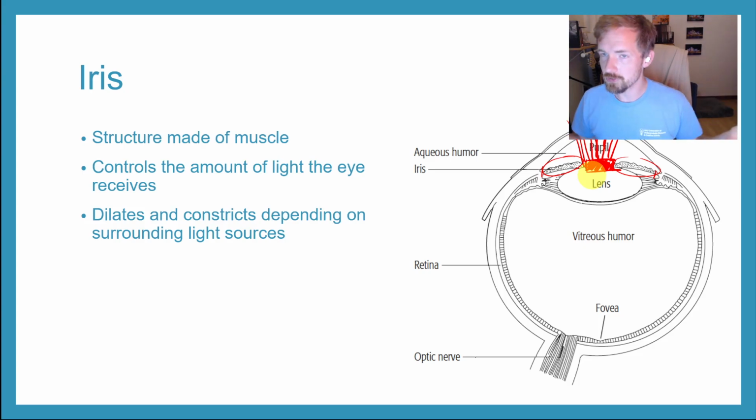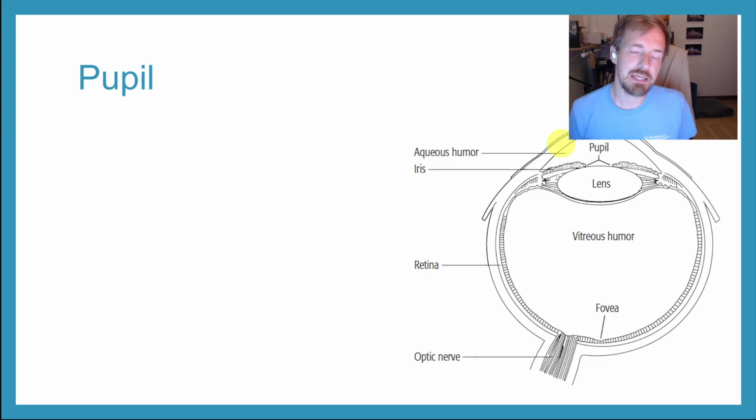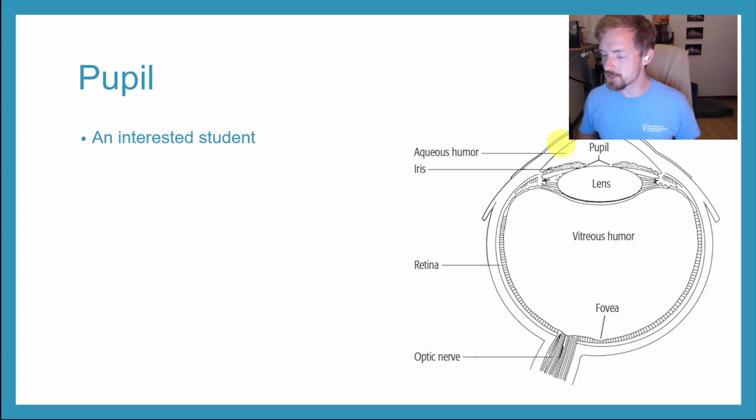So whenever light is bright around us, we don't need as much, so our pupils get really small because this iris is flexing, essentially. But I use the word pupil, so what is a pupil? A pupil is an interested student.